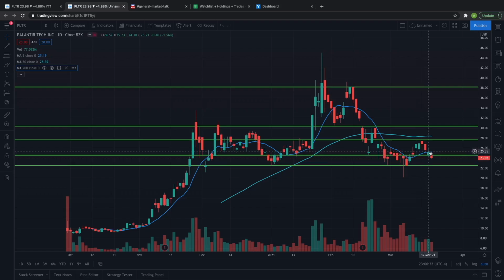Just as a general rule of thumb, if a stock is trading above its 9 period and 50 period moving average, it's in a very bullish trend. However, if it breaks below the 50 period and the 9 period moving average, we tend to see a lot of downside action and a bearish trend starting. We can see that happen here when Palantir was trading at 38.